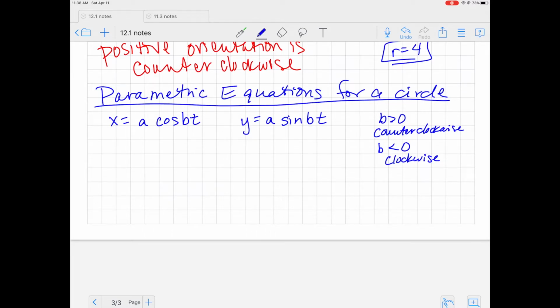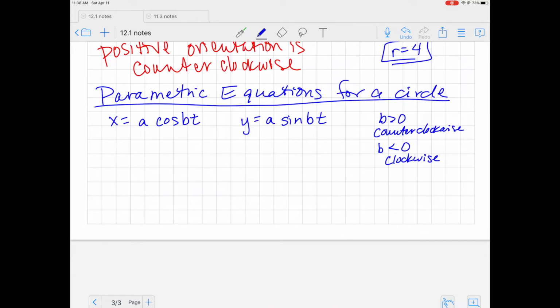You got this, right? You know, cosine already goes with the x, sine already goes with the y, counterclockwise positive angles, clockwise negative angles. Whoo-wee. That's a little bit of a tongue tie there.